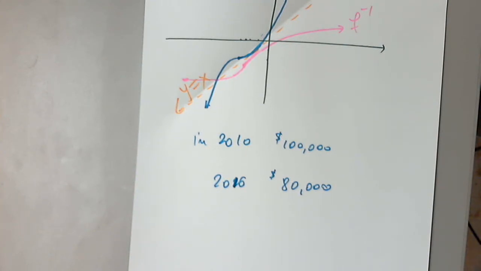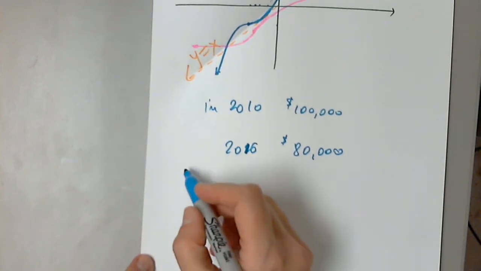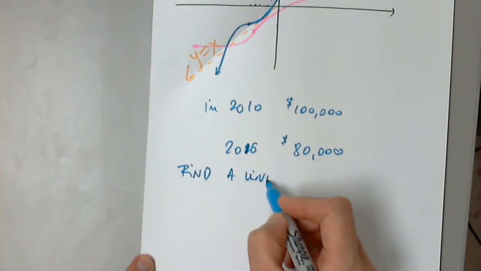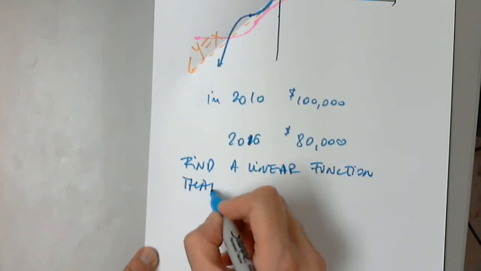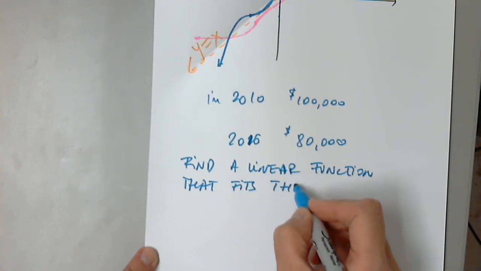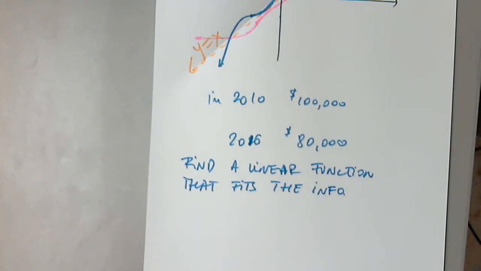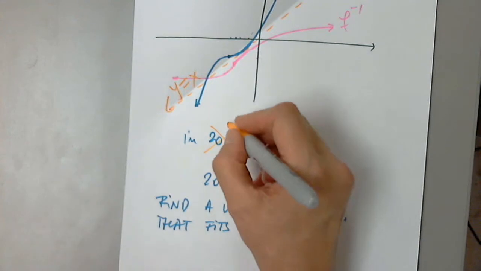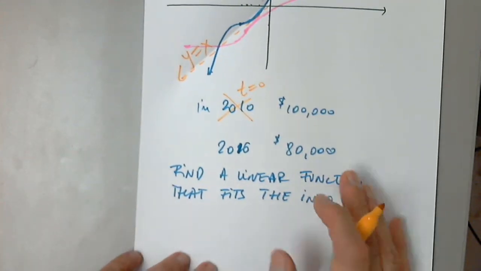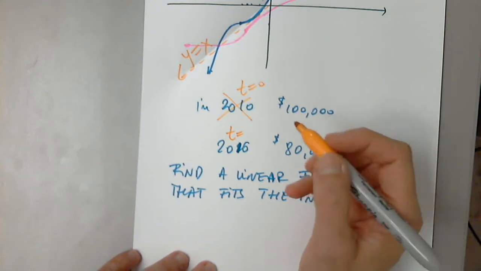So we're asked to find a linear function that fits the info. And then we are going to add 2 more questions to it. Okay. So what are we given in this problem? Perfect. Of course, I cannot write, so this is the time of the investment. So this must be t equals 0 or x, it doesn't matter. And then this must be t equals 6.